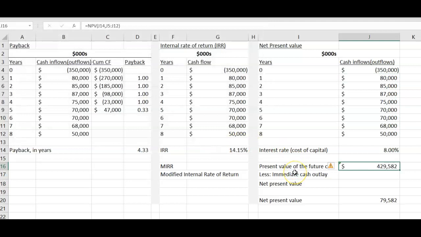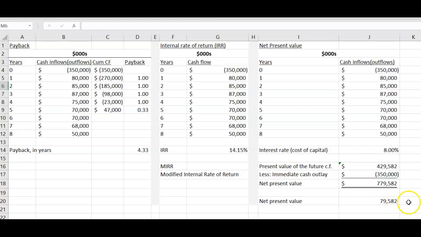And what we've done is calculated the present value of the future cash flows. Okay, that's the present value of the future cash flows. Then you have to subtract out the immediate cash flow. So I'm going to just, since that's already a negative, I'll add that in. And if we do that, take that cell, the present value of the future cash flows, minus, oh, I think I hit the equal by mistake, minus the immediate cash outlays, you come up with net present value. Okay, and that's the answer. I could double underline that if we wanted to see it.